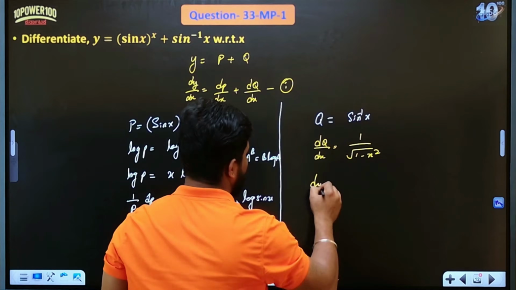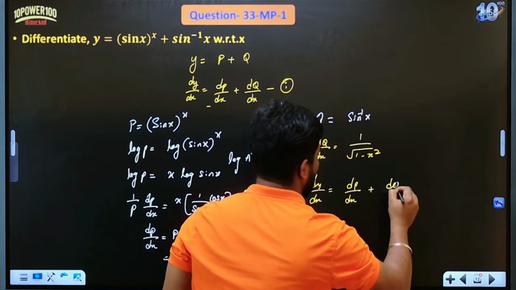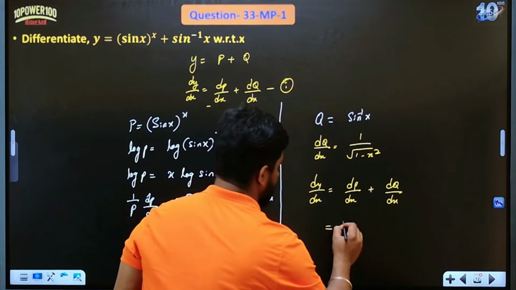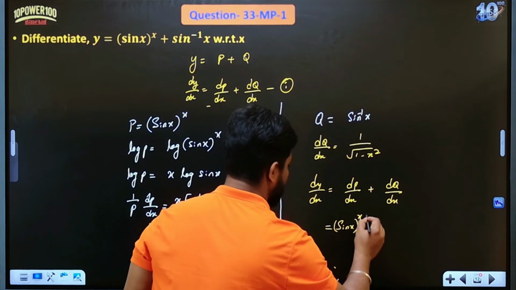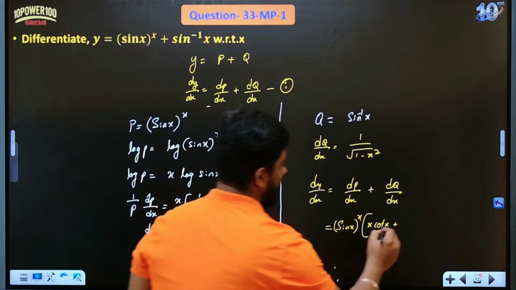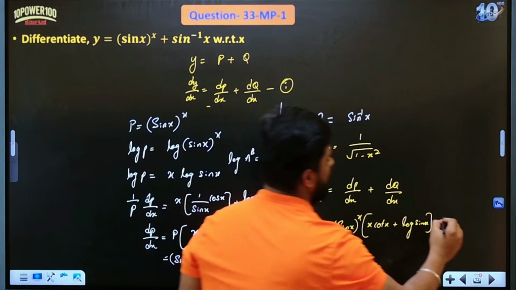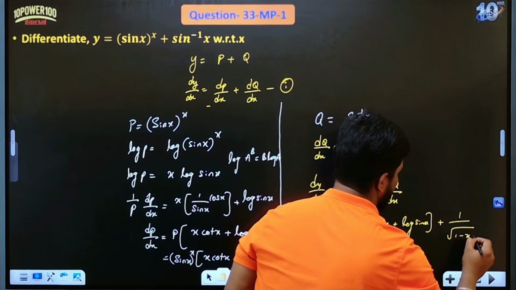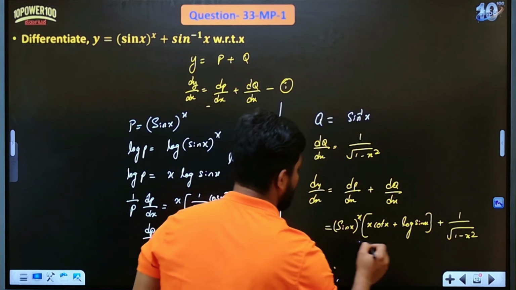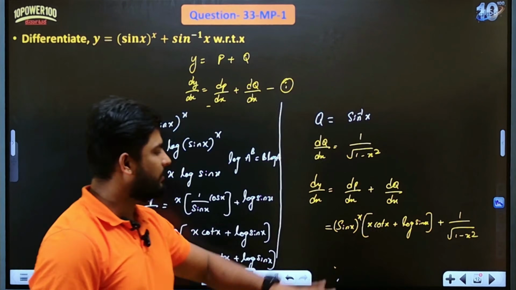We have written dy by dx is equal to dp by dx plus dq by dx. So dp by dx is this: (sin x) to the power x of x cot x plus log sin x, plus dq by dx. dq by dx is nothing but 1 by root of 1 minus x square. So writing this much is the final answer. This is more than enough. This is how we will have to write the answer.